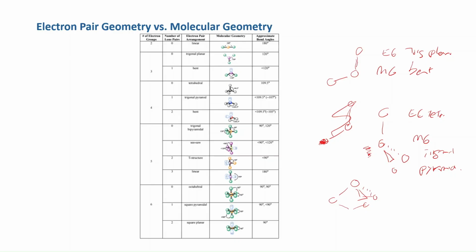And all that is in your table in here. Well, what if you have two pairs of electrons? If you have two pairs of electrons, it's going to look like this. Maybe I'm going to put the pairs of electrons in here so you can see better. This time the molecular geometry is a bent molecule, just like we have seen before.